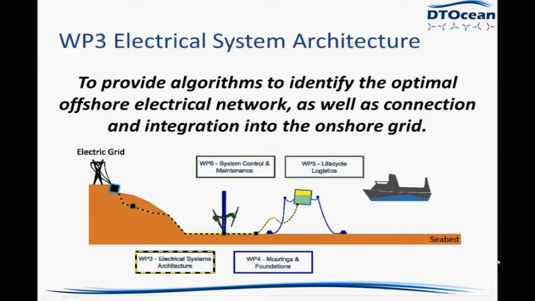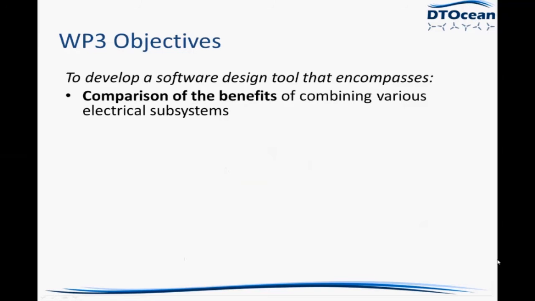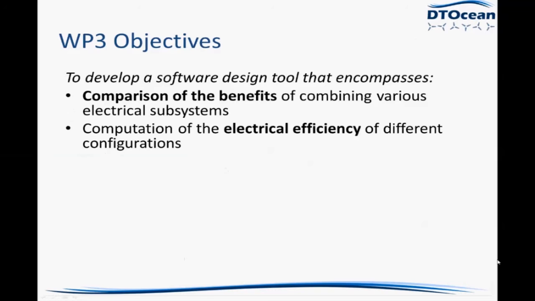So the overall aim of work package 3 is to provide the algorithms to identify the optimal offshore electrical network as well as the connection and integration into the onshore grid. So to do that, we need to be able to compare against all our 3 thematic areas, which are reliability, cost, and the environmental impacts. So obviously the benefits of the various electrical subsystems need to be quantified against these parameters.